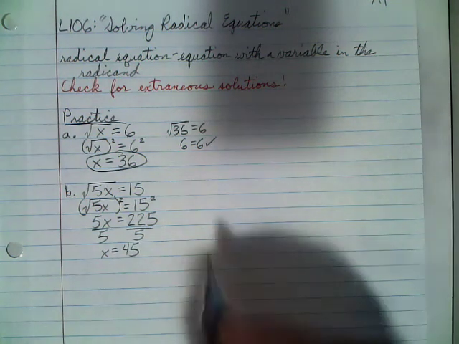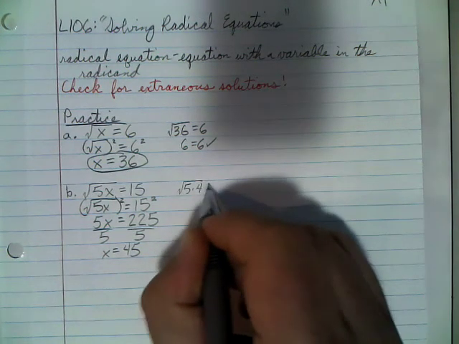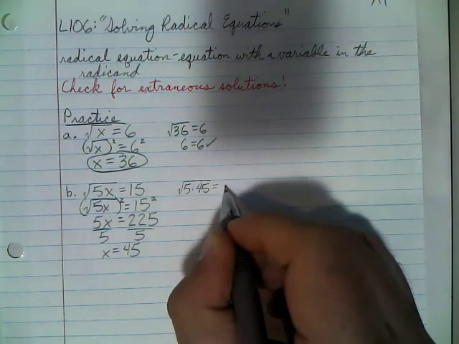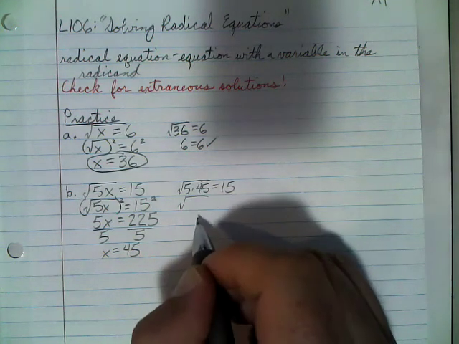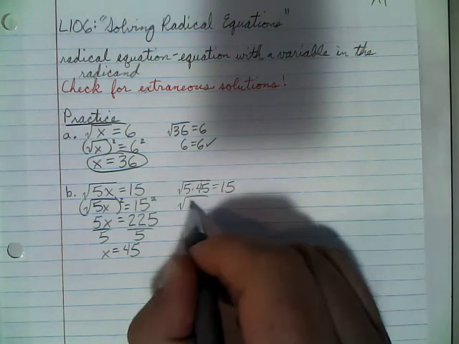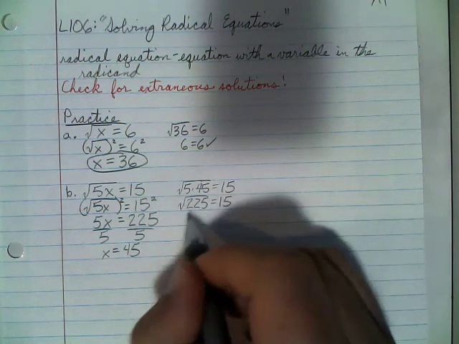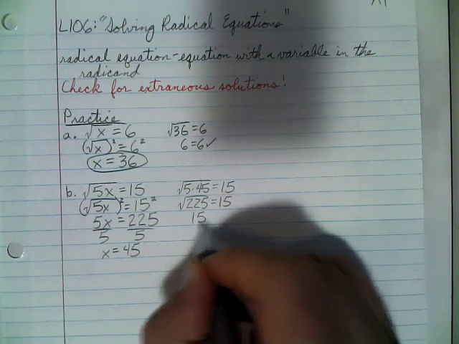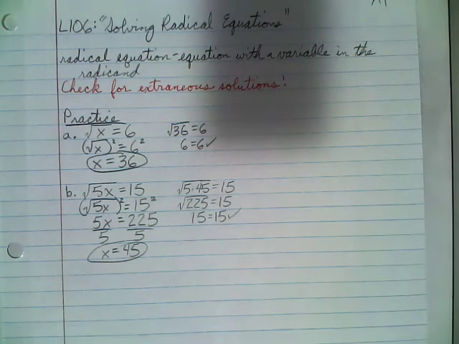Check for an extraneous solution. So radical 5 times 45 should equal 15. 5 times 40 is 200. 5 times 5 is 25. So 225. And sure enough, the square root of 225 is 15. That checks out. That is my solution.